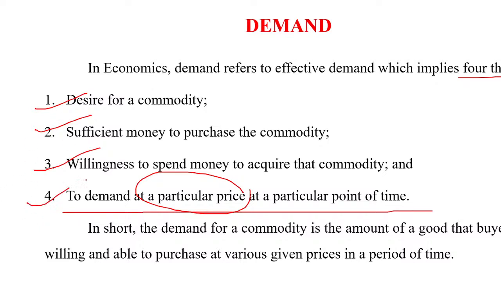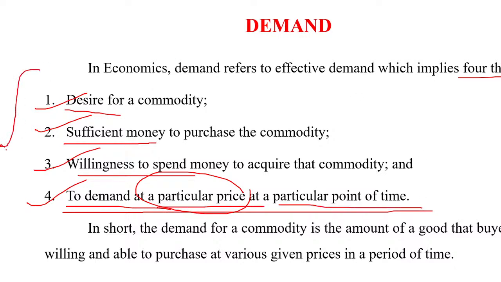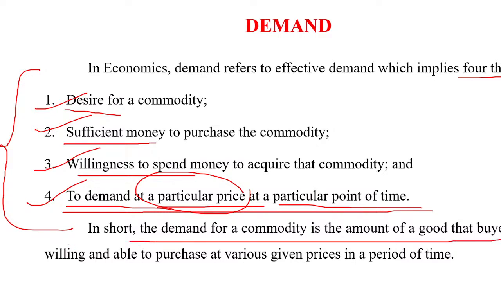Demand means all four parameters should be fulfilled. Number one is desire for a commodity. Number two, sufficient money to purchase the commodity. Number three, willingness to spend money to acquire that commodity. And number four, demand at a particular price, which is a very important term, and at a particular point of time. Then collectively we can call it demand. So, in short, demand for a commodity is the amount of a good that buyers are willing and able to purchase at various given prices in a period of time. I'm sure this demand definition is clear to you, right?